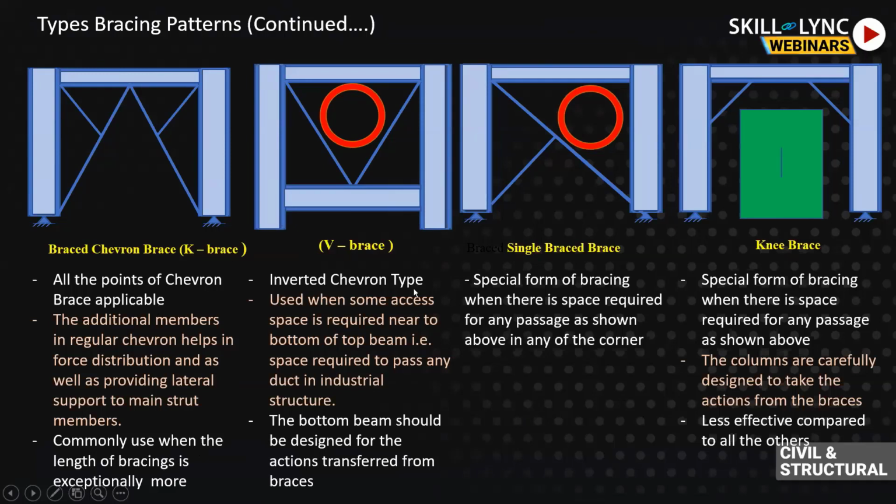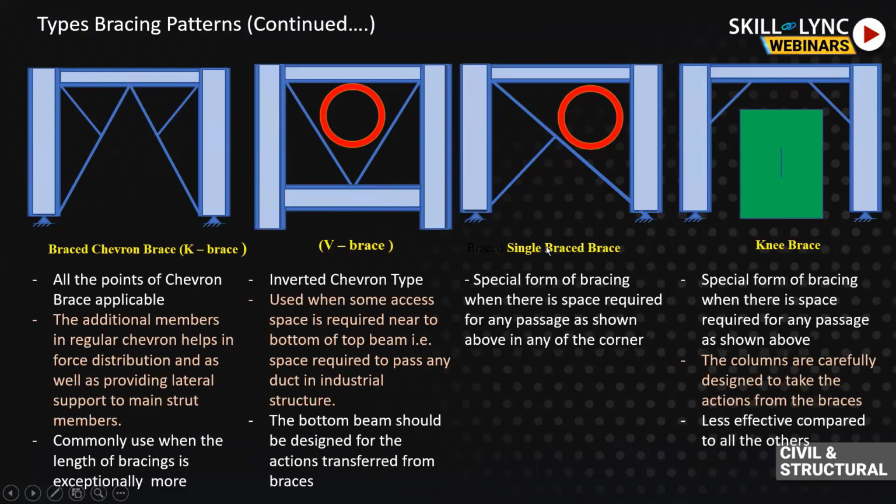We have the V-brace, an inverted chevron type. It is upside down. It is used when some excess space is required near the bottom of the top beam, that is, space required to pass any duct in an industrial structure. The bottom beam should be designed to take the load coming from the brace, and it has to take it in flexure. The brace puts the loads to the center of the beam, and the beam has to be designed to take these loads.